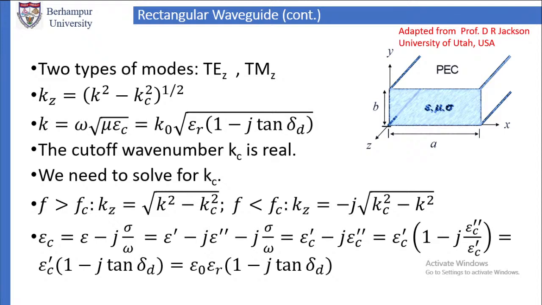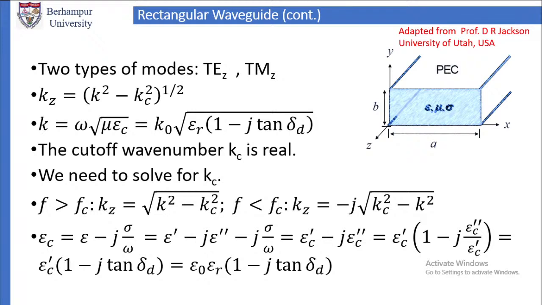Now the cutoff wave number kc is real. We need to solve for kc, the cutoff wave number. Since kc is real and non-zero, it will not support TEM mode. For supporting TEM mode, kc is equal to 0. Here kc is a non-zero real number.